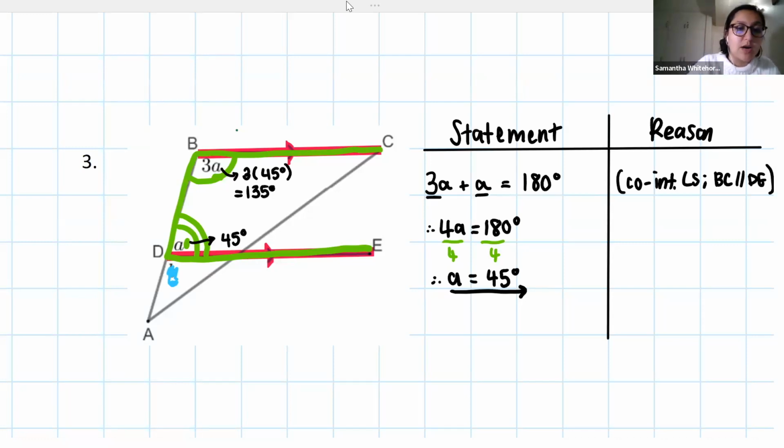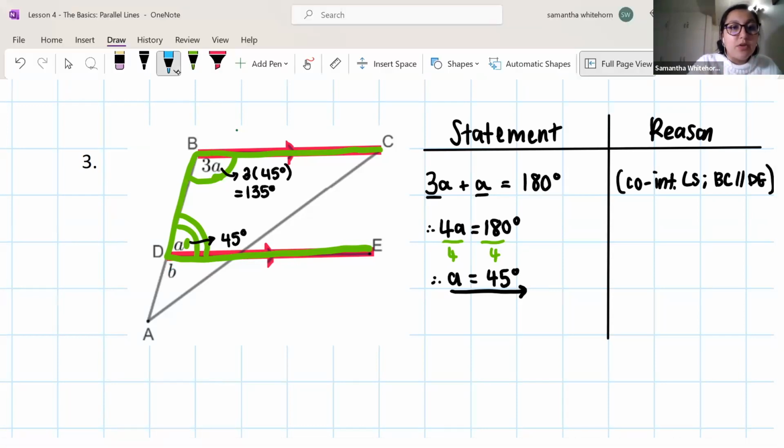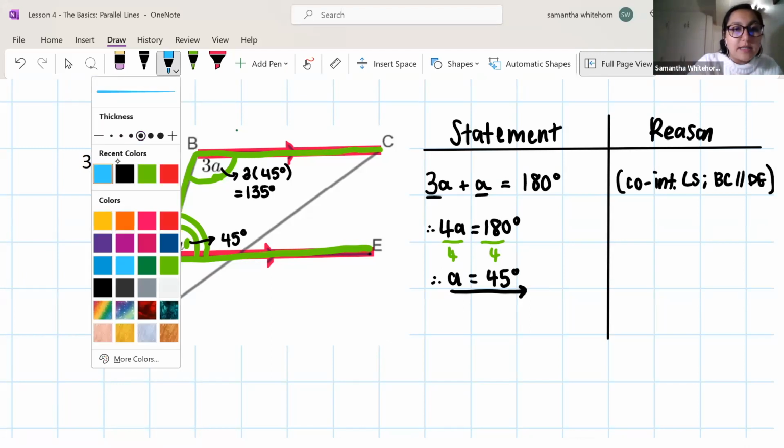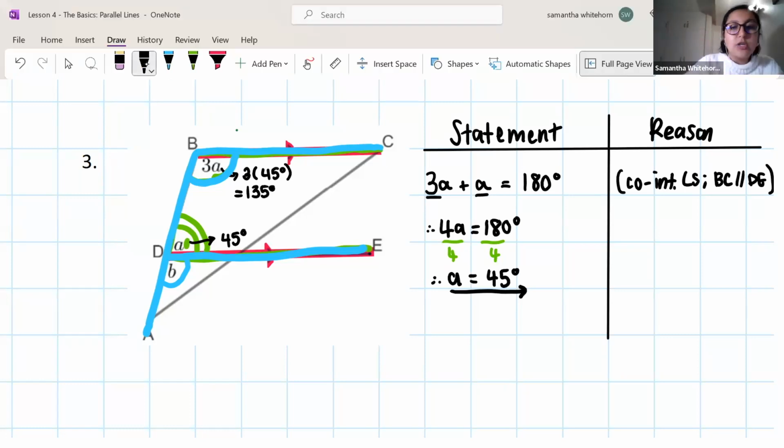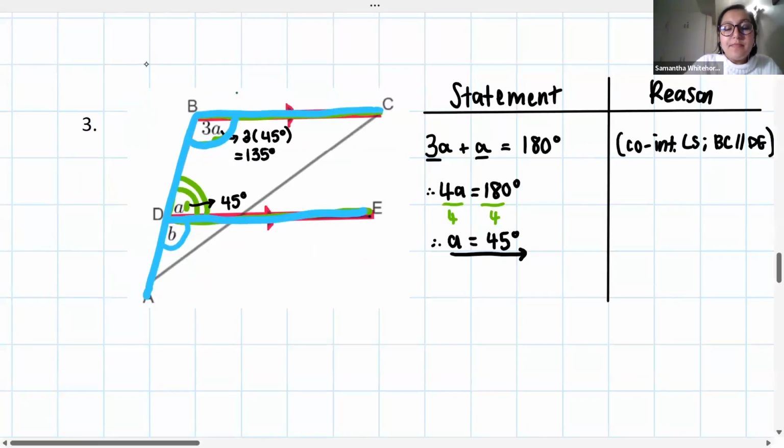Okay, so B is the one I scratched out because we didn't want to focus on it just yet. If I now look at what shapes might be useful to me, hopefully what I see is that B falls in this F shape that I've done in blue. So angle B corresponds to the angle 3A. They are equal to each other. They're in the same relative position. So now I can make my next statement that angle B is equal to 3A. And my reason for that is corresponding angles.